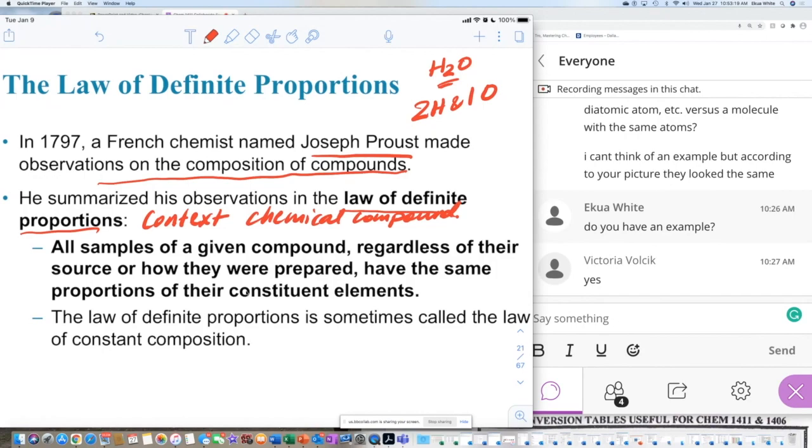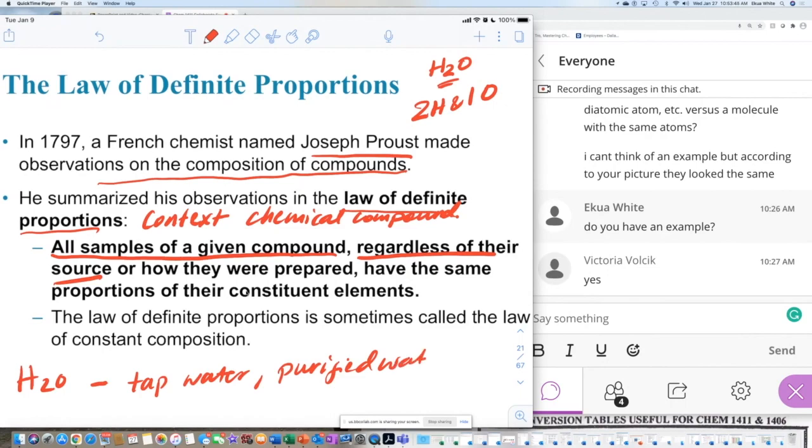Later on in my journey in chemistry, I learned that the context was so important in the definition. So we're told here, all samples of a given compound, for example, water, regardless of their source, you can have what is called tap water, pure water or purified water, or spring water.